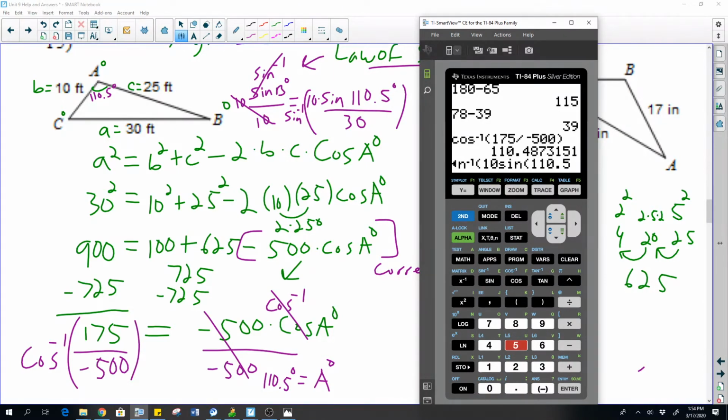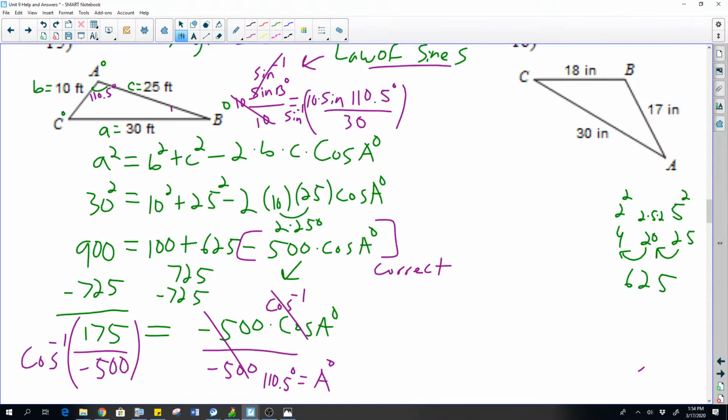So inverse sine of 10 sine, 110.5 degrees, close parenthesis, else you get an error, divided by 30, and then close parenthesis, and that gives us 18.19 or 18.2 degrees. So that's angle B, 18.2 degrees.